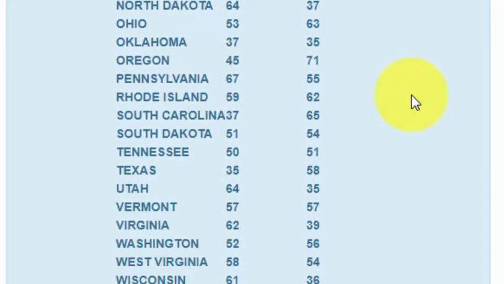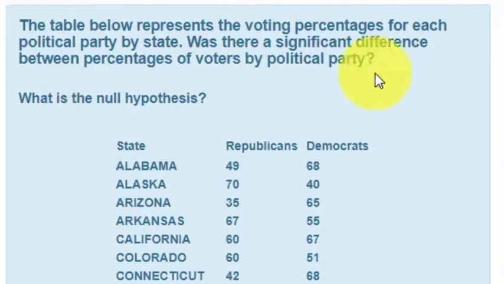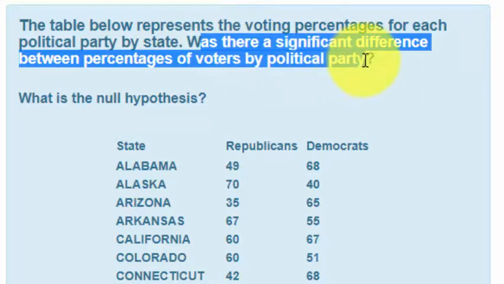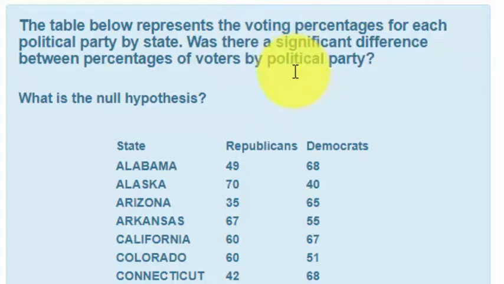Let's look at the possibilities. Oh, let's read the question. Sorry. The table below represents the voting percentages for each political party by state. Was there a significant difference between the percentages of voters of the political party? Okay, so that kind of tells you what the null is. The null states there was no significant difference between the percentages of the voters by a political party.